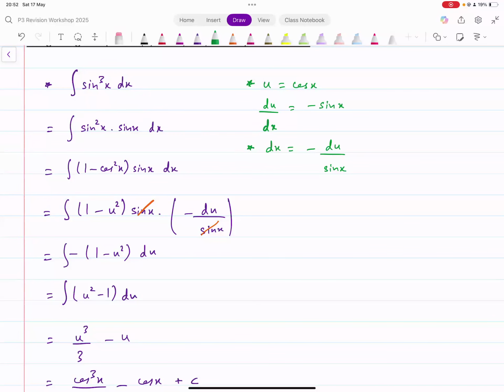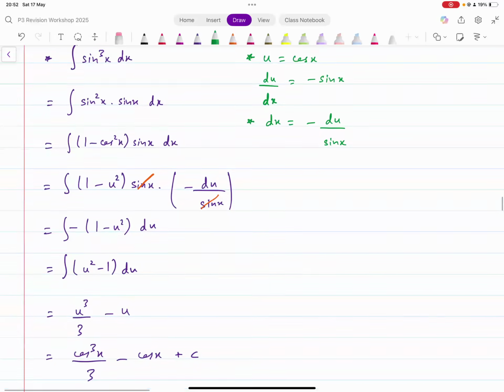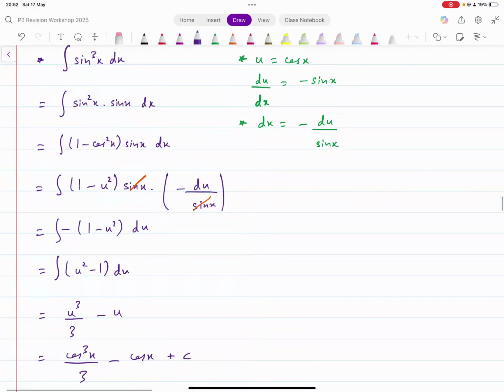And when you do that, you can write sine squared as 1 minus cos squared. And now this cos squared can be replaced with u squared. And then you replace dx with this expression as well. Simplify that, and you get a simple integral, which is just minus into 1 minus u squared, which becomes u squared minus 1. What's the integration of u squared minus 1? u cube over 3 minus u.